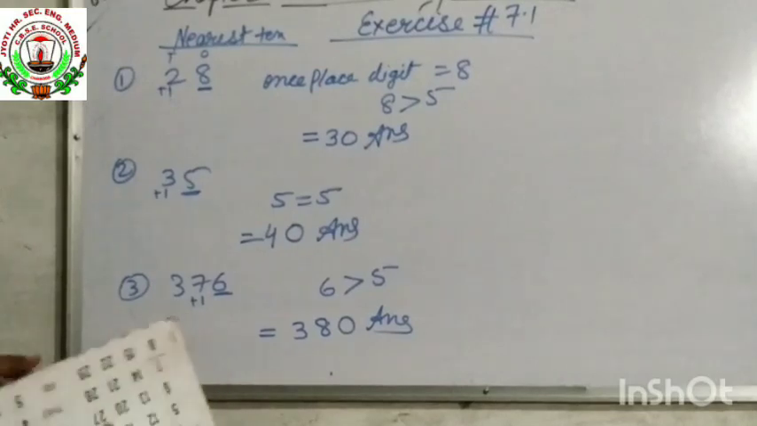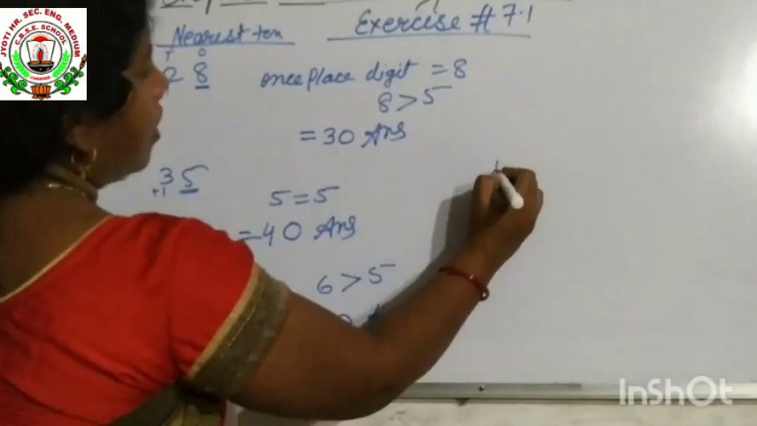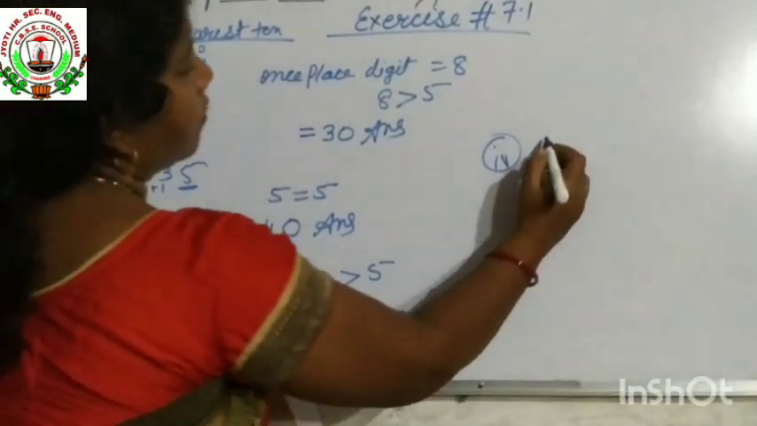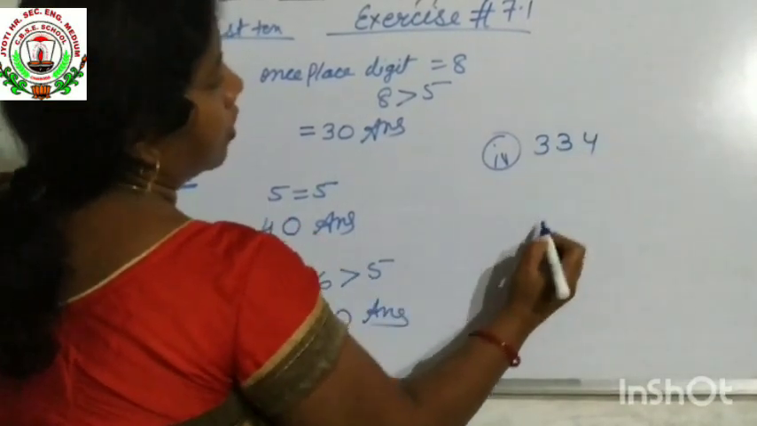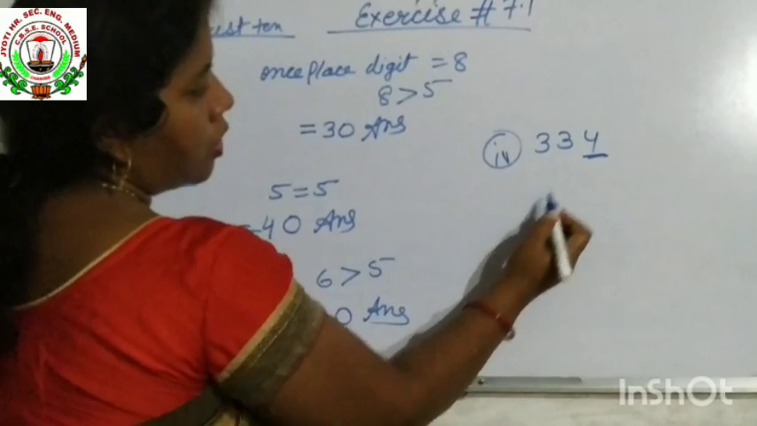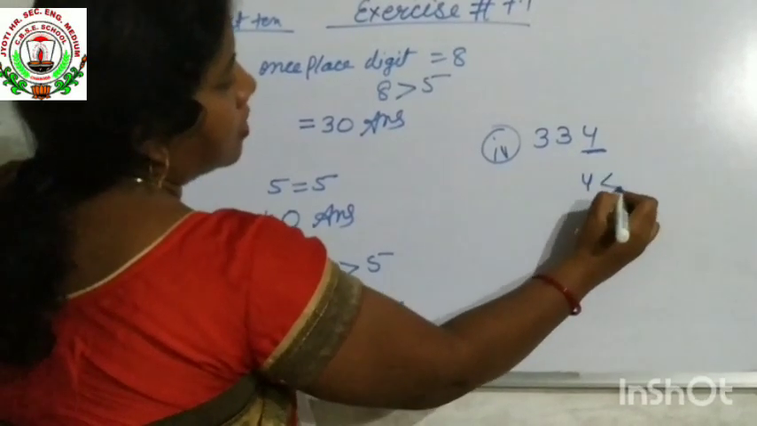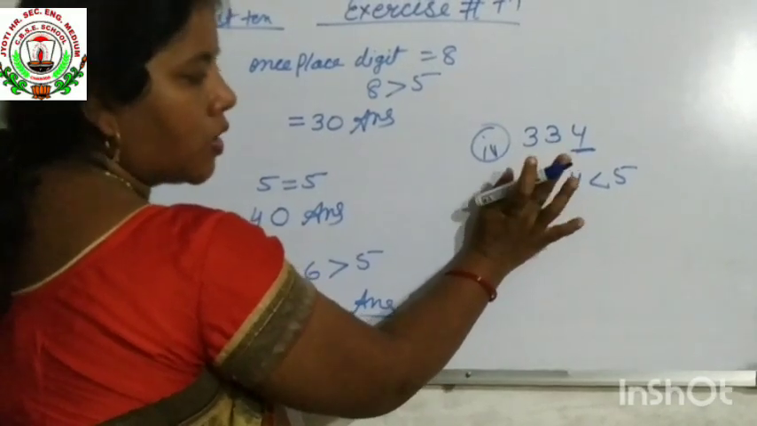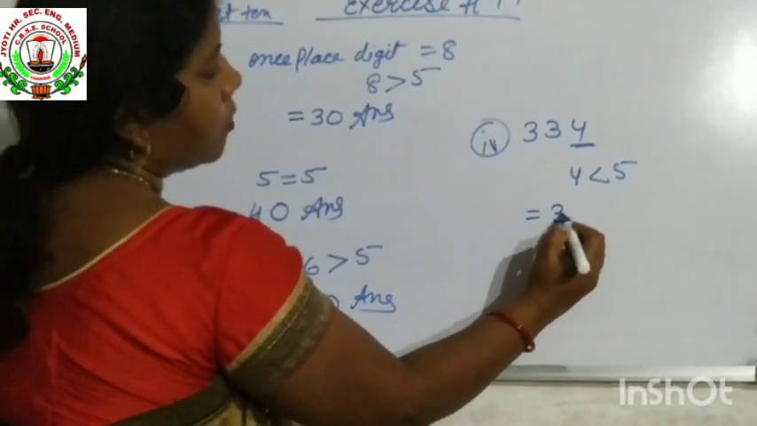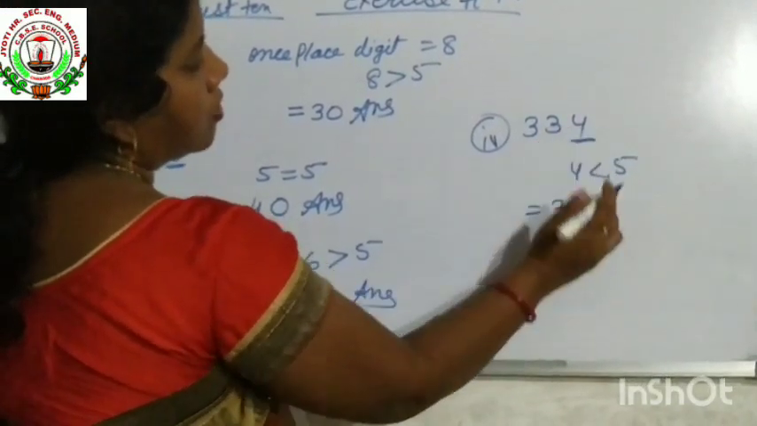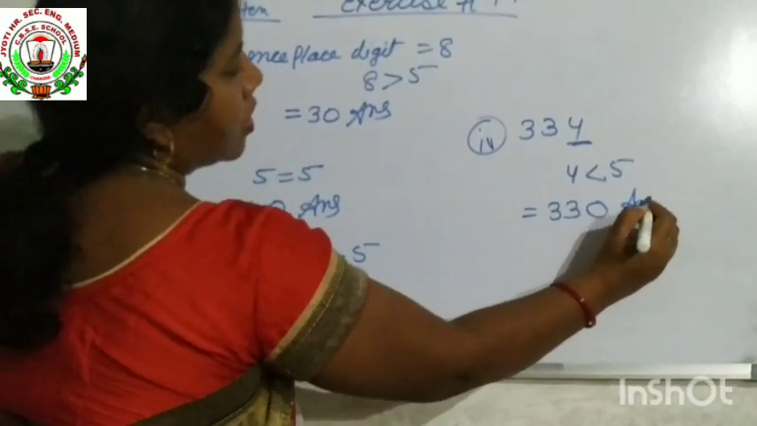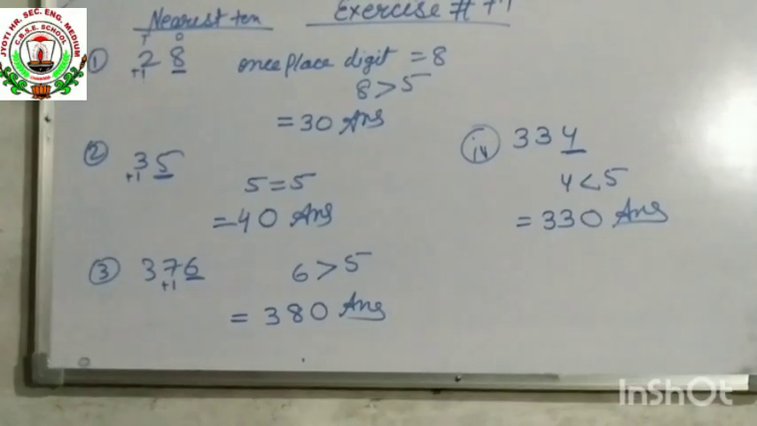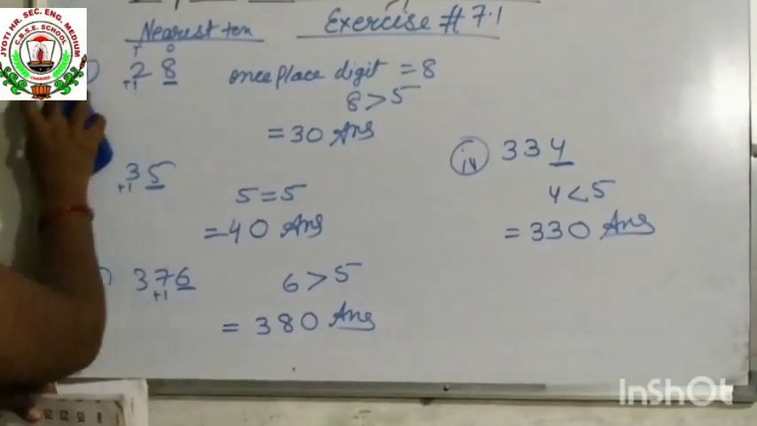Understood? One more question we will see, that is number 4. 3 as it is you will do. Number 4 is 334. Here the ones place digit is 4. So 4 is less than 5. So when it is less than 5, what will you do? As it is, you will leave the number. That means you will write it as it is, and this digit will be 0. So it is the nearest 10 of the given question. Understood?